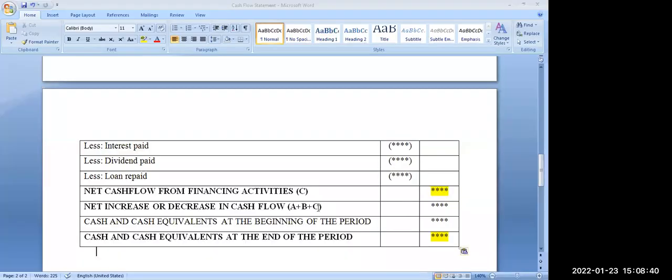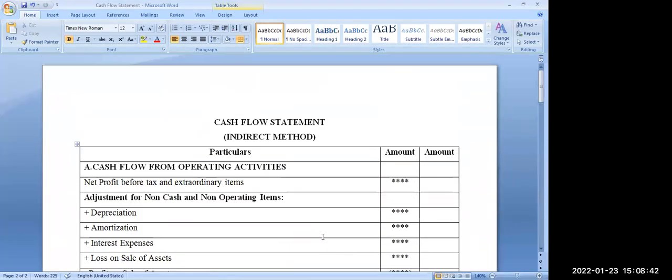I'll take the format first. All items need not be there in a particular company. It's a format, that's it. I'm sharing a Word file, which may be visible to you now. I think you need to share your screen. Yeah, sharing is there now. It's available, now we can see.